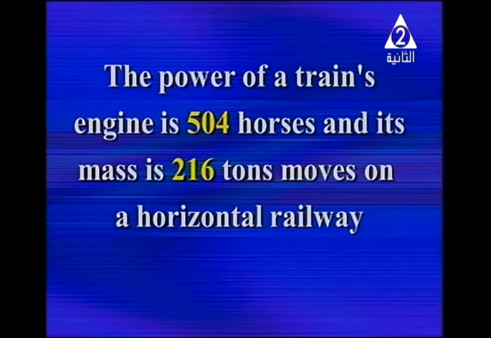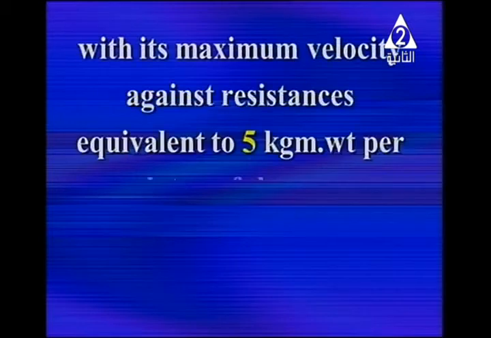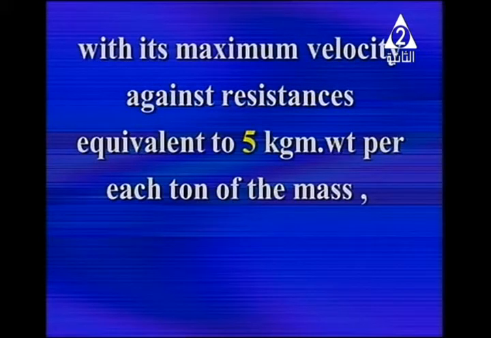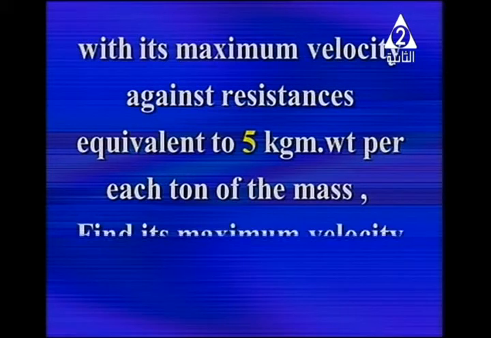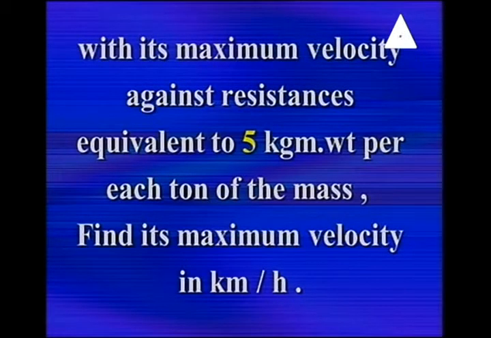The first example, dear student. The power of a train's engine is 504 horsepower, and its mass is 216 tons. It moves on a horizontal railway, and its maximum velocity is against a resistance equivalent to 5 kilogram weight per each ton of the mass. Find the maximum velocity in kilometer per hour. Dear student, the required is the maximum velocity in kilometer per hour.